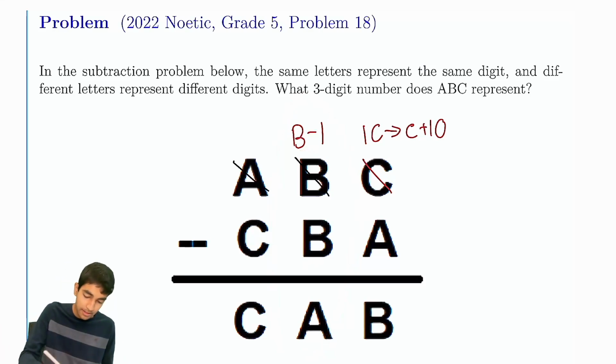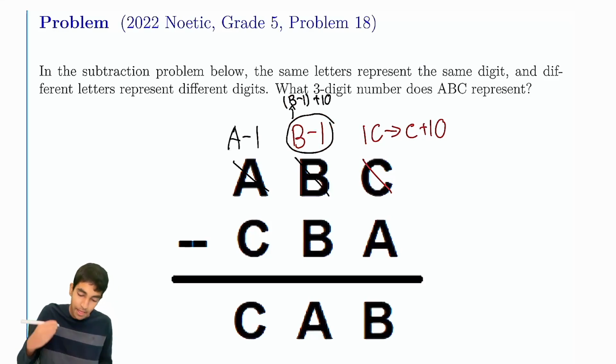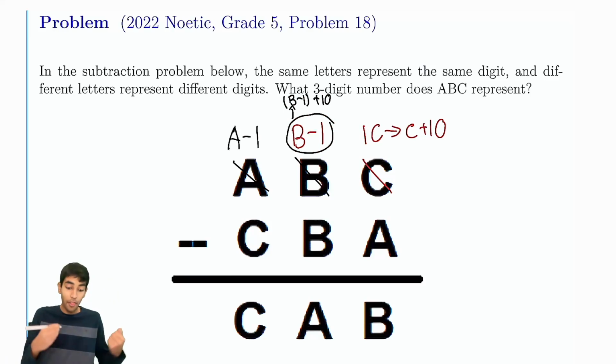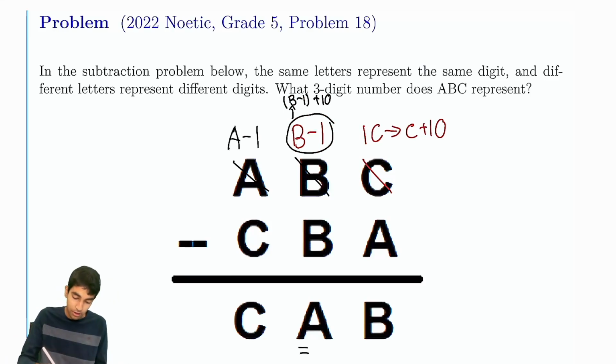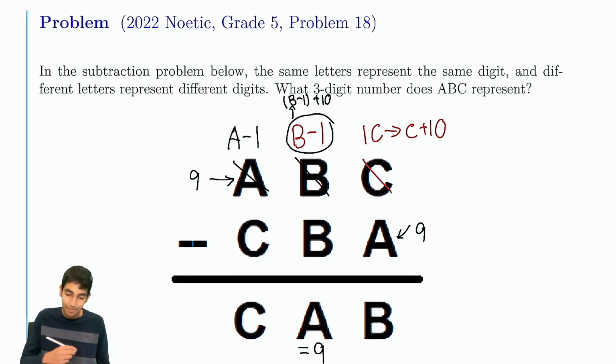So we make this A minus 1, and we make this B minus 1, and then plus 10. And that's B plus 9. So then this difference will be 9. So this A equals 9. Oh, and now we know A is 9, we can plug it back here, because we know that this is 9, and this is 9 as well, because of this condition, same letters represent the same digit.